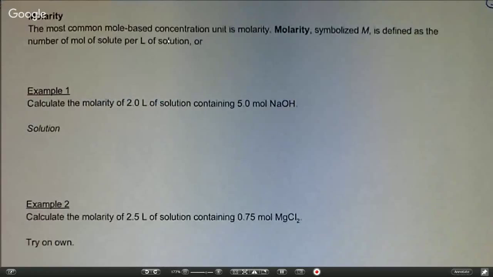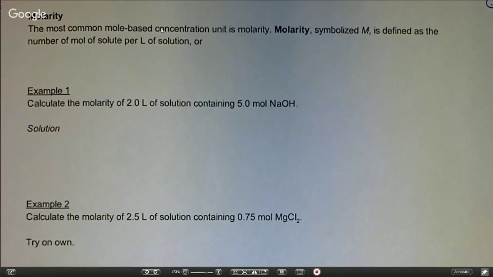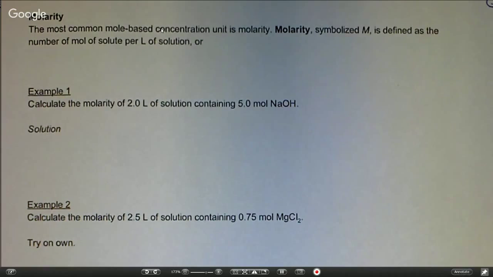For a tutorial on molarity, you should have, for class, the notes that go with this, so you can fill in. These notes are the second page of the notes that were given on Thursday.